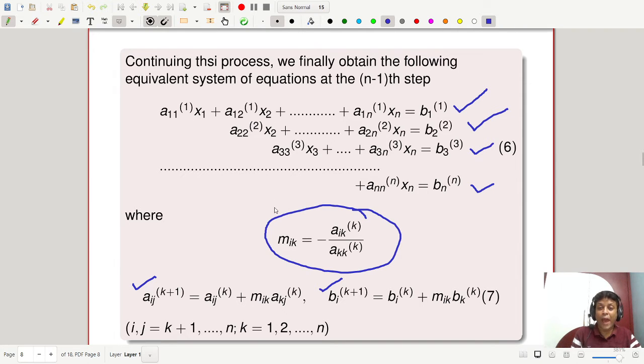So you are doing the back substitution process. This is called back substitution, not the forward substitution. You are doing the back substitution. That means you will start from the last equation.